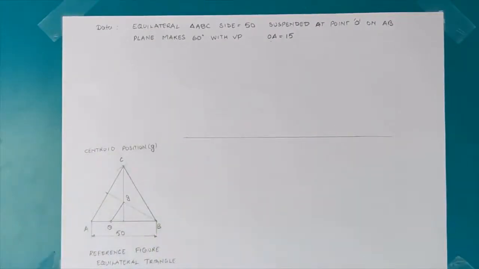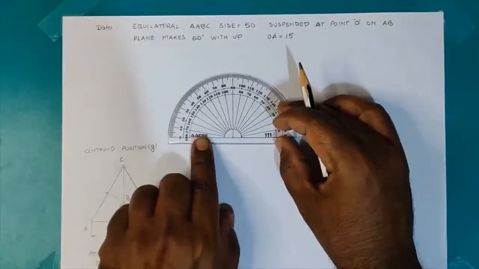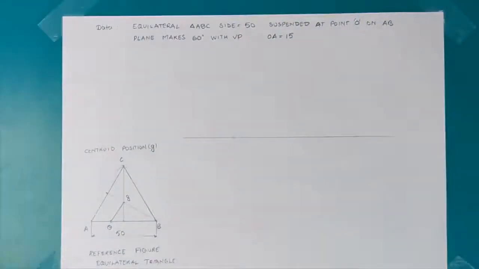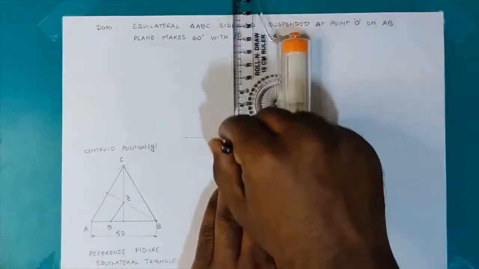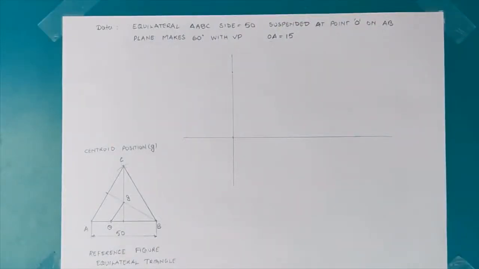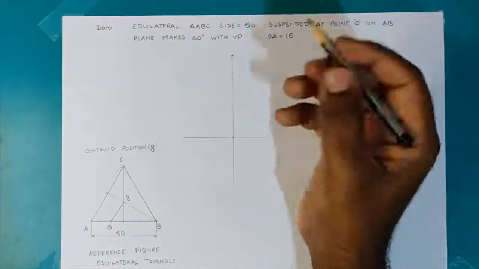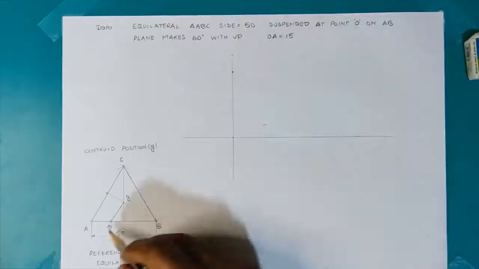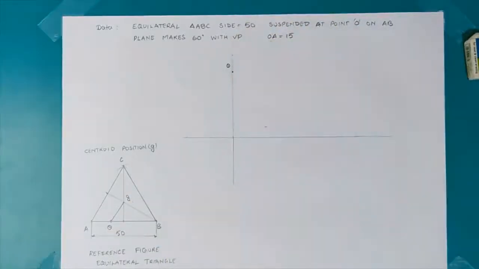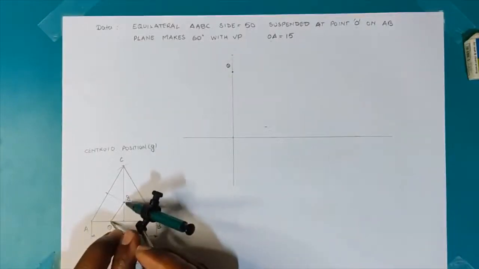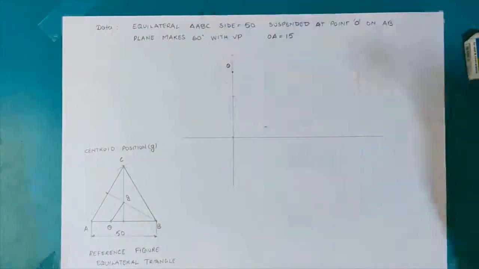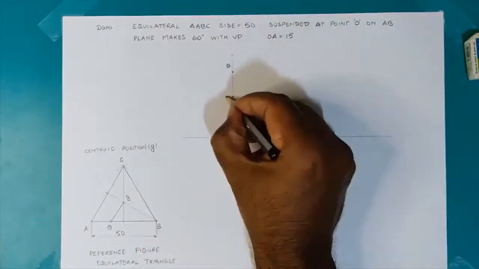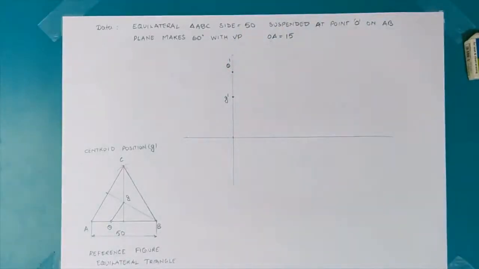Now at a suitable distance, which I assume, I'll be marking the starting point, constructing a vertical by means of protractor, and assuming a certain distance above the XY line, I take the starting point O, that is the point of suspension. So point O I am assuming on the vertical. So this is the starting point. I take distance OG on my compass on the reference figure, transfer it onto the vertical like this, and find the position of G below the point O on the vertical.